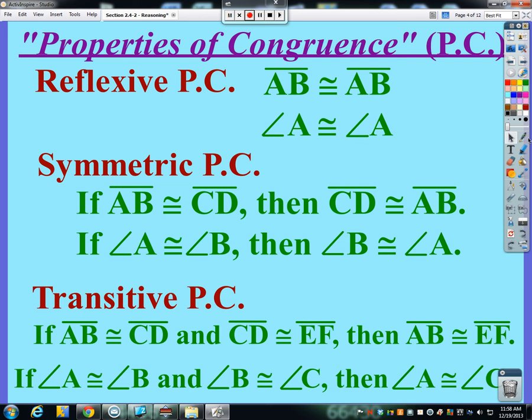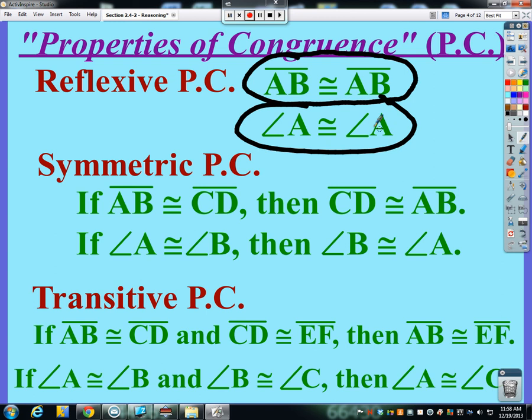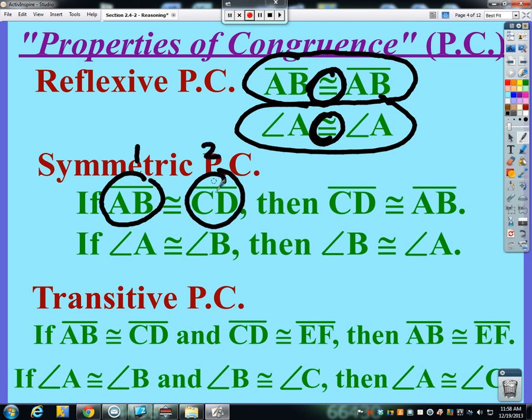And it's, again, the same things that we saw before. So look at this. Here's segment AB is congruent to itself. Angle A is congruent to itself. Again, there's only one congruent sign used in each of those. Symmetric properties, where we just flip-flop the order of what we're talking about. So if AB is the first thing we talk about and CD is the second, now we're just going to flip-flop and talk about the second thing first, really being congruent to the first thing. And again, we could talk about it in terms of segments or angles.